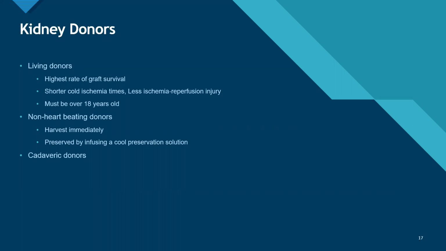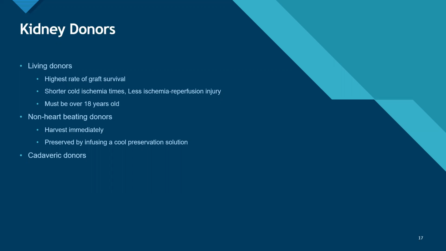There are living, non-heart-beating, and cadaver donors. Obviously, living donors have the highest rate of survival. They have shorter cold ischemic times, so the ischemic reperfusion injury is less. Living donors must be over 18. If you have a sibling who's a match, they can give up one of their kidneys. So long as they're both healthy kidneys, the body will compensate, and you can live with one kidney.